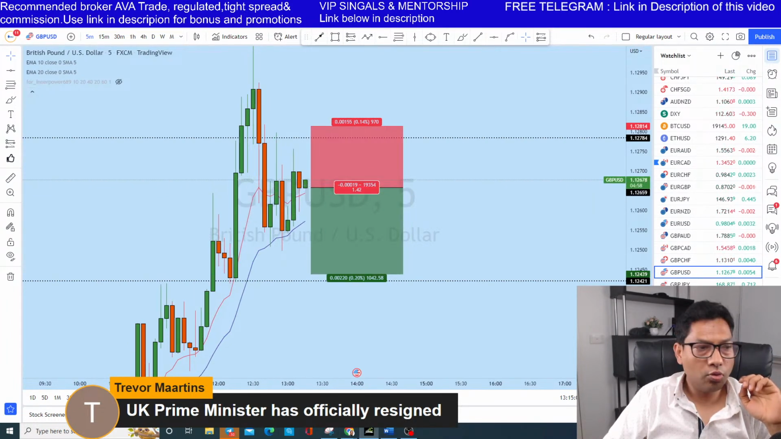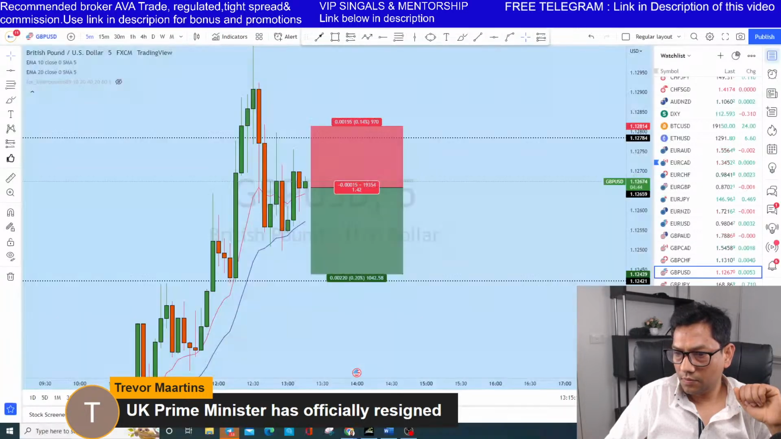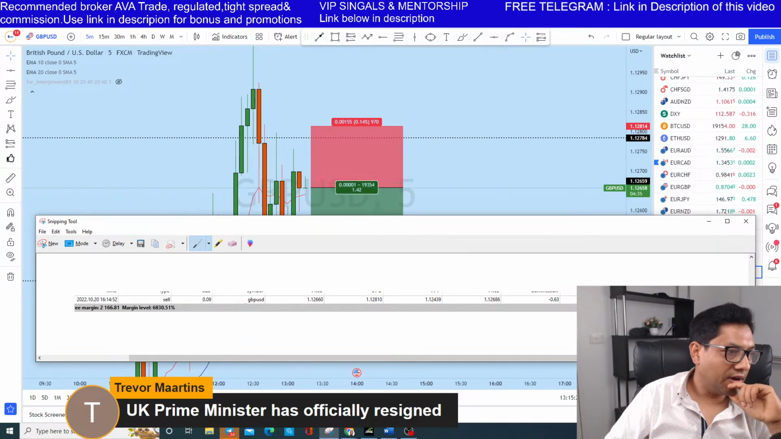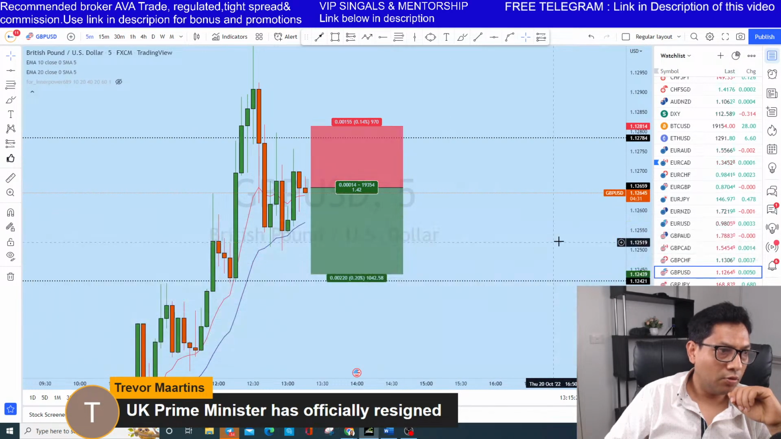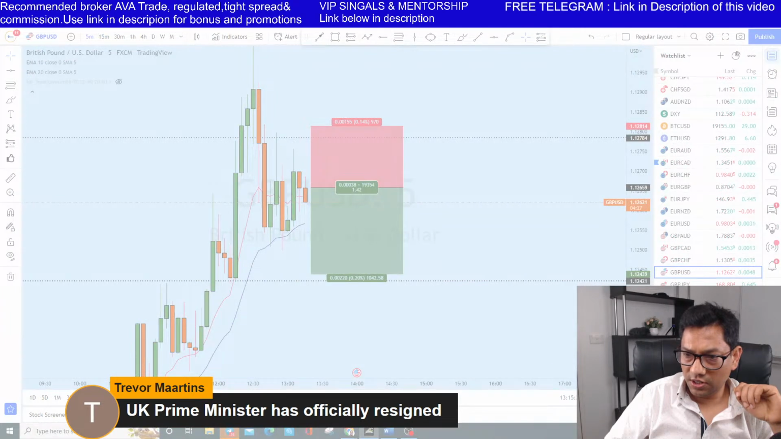So this is just a quick scalp on GBPUSD. I could be wrong, could be right. It's a very short-term trade. This is the trade I have just opened on GBPUSD in my live account. I normally scalp in a smaller account, so let me show you that this is a live account.